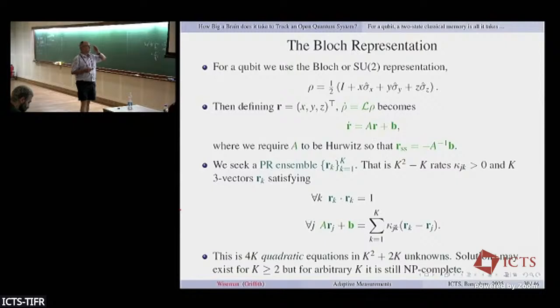What we seek is a physically realizable ensemble of pure states described by these R. In other words, we need these rates and we need K of these vectors, which have to be pure. So that's this quadratic constraint. This is what the equation that I wrote before reduces to for this case. It's still a pretty difficult problem: I've got 4K quadratic equations in K squared plus 2K unknowns. And again, for large K this is an NP-complete problem in terms of how it scales with K.